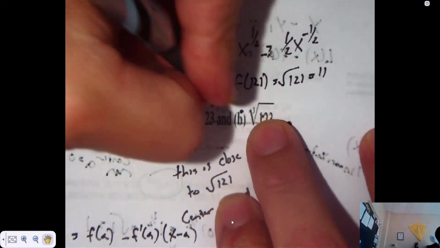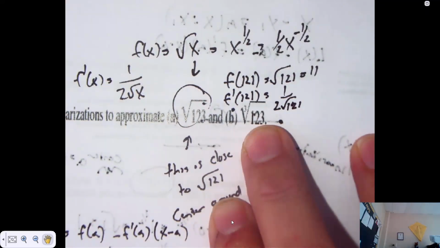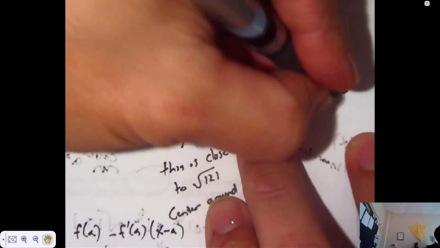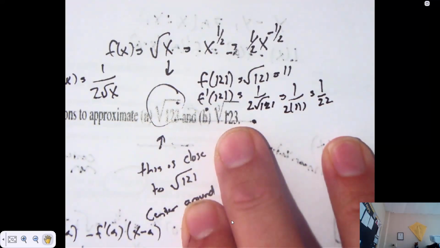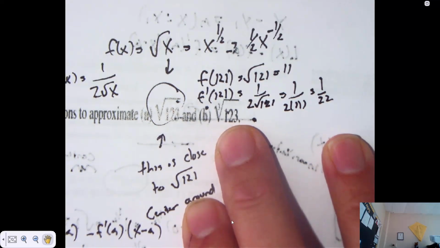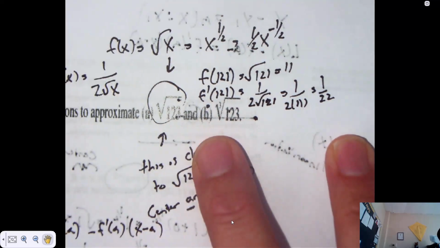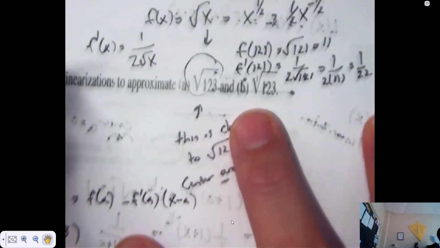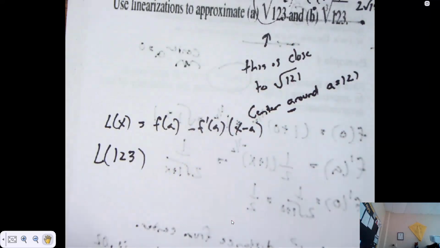Now we're going to plug our 121 in there. f of 121 is the root of 121, which is 11. f prime of 121 is 1 over 2 roots of 121, which is 1 over 2 times 11, which is 1 over 22. That's all you need for this. Now the actual x value we're using here is 123, doing the linearization or the approximation of 123. Notice how the x's line up.